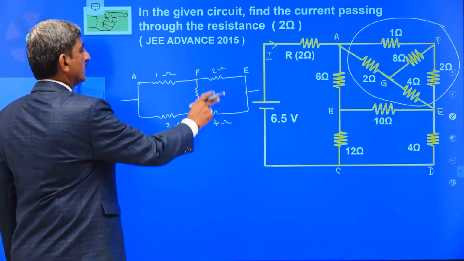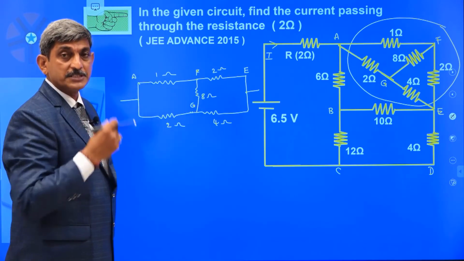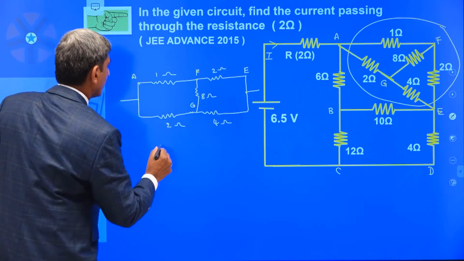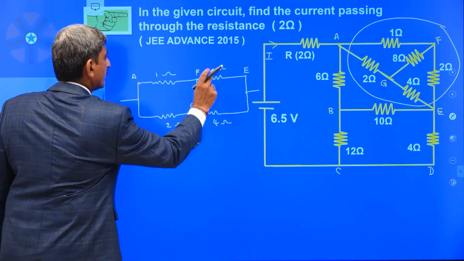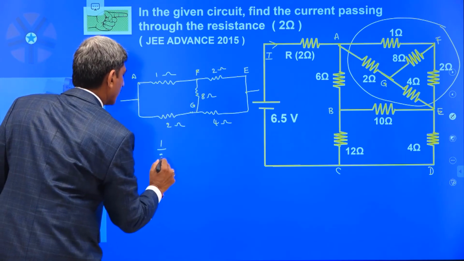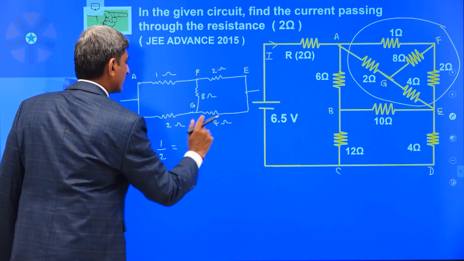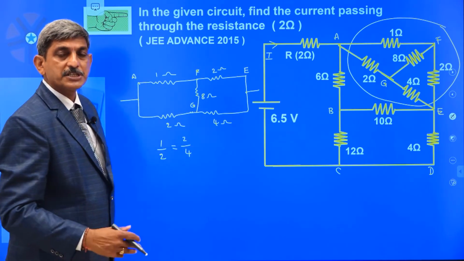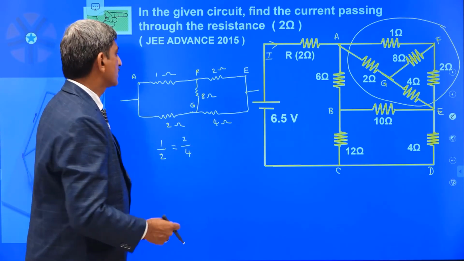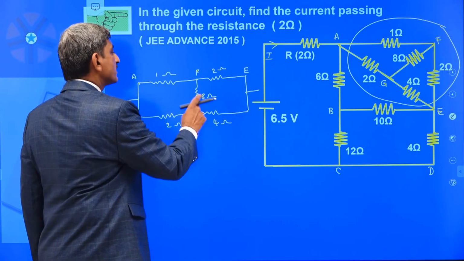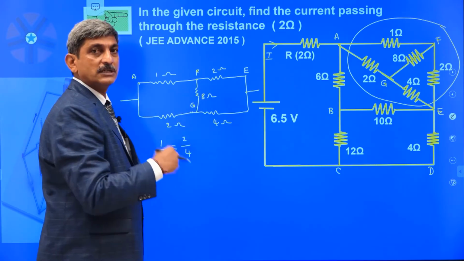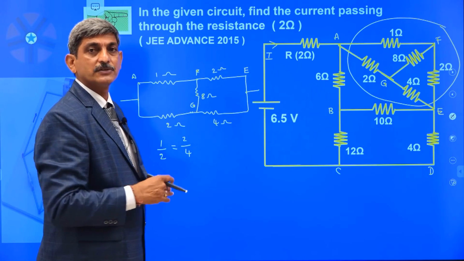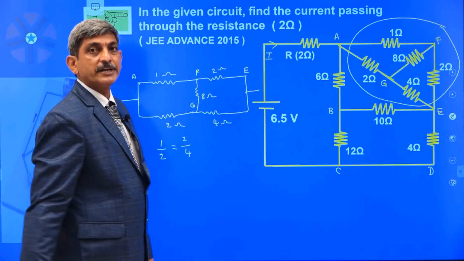That too, the balancing condition of the Wheatstone bridge is also satisfied. Why? Because this one by this one, 1 by 2 is equal to this one by this one, 2 by 4. So the condition of the Wheatstone bridge is satisfied, so that no current will be passing through this 8 ohm resistance, that can be eliminated from the circuit while calculating the equivalent resistance.